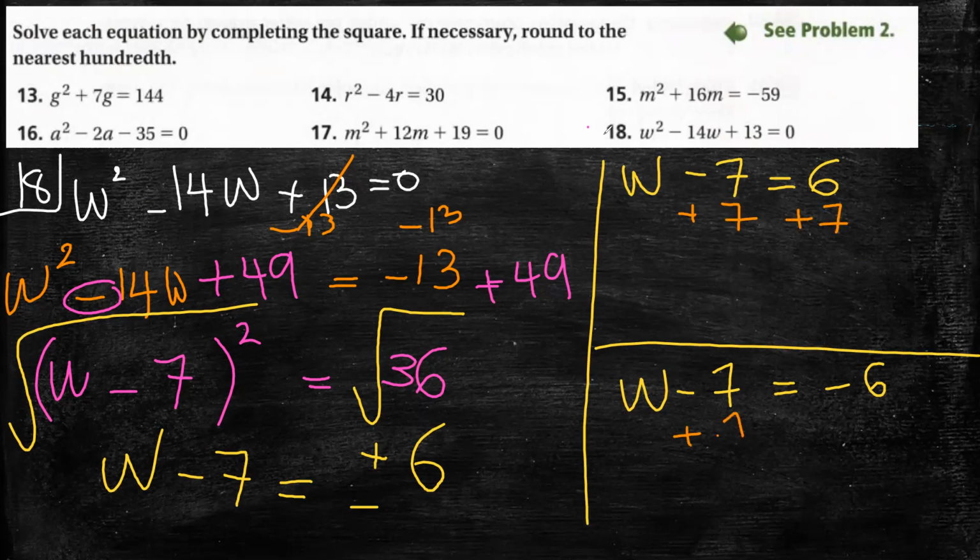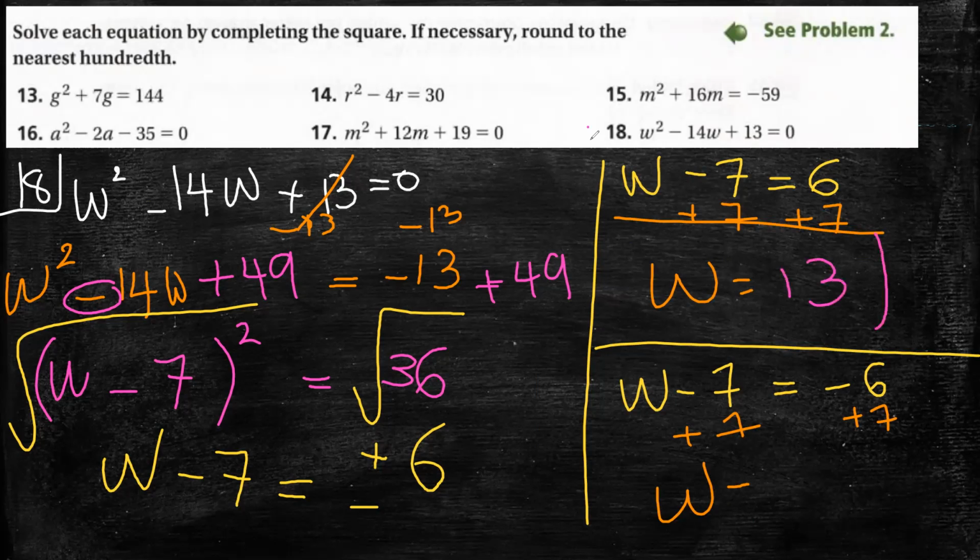Move it to the other side for both of them, because I want to isolate w. I want to find w only. So w equals 6 plus 7, what is it? 13. And negative 6 plus 7 equals 1. So the two solutions for this equation here are 13 and 1. Is it clear? Yes, Miss.